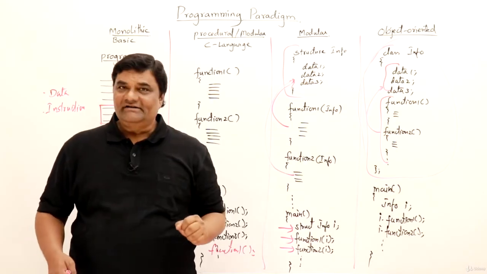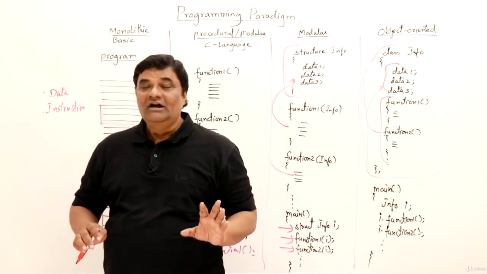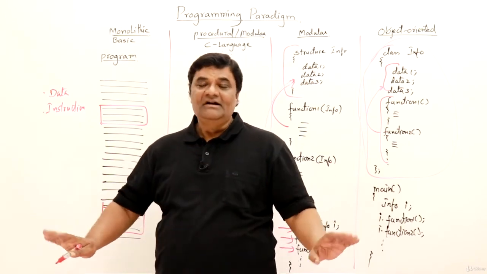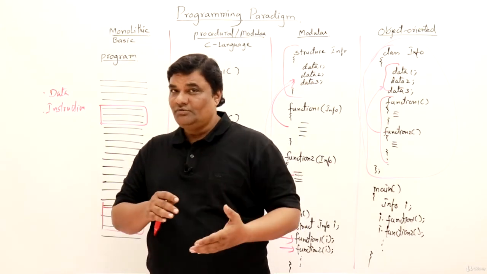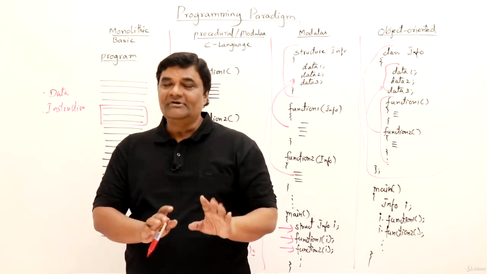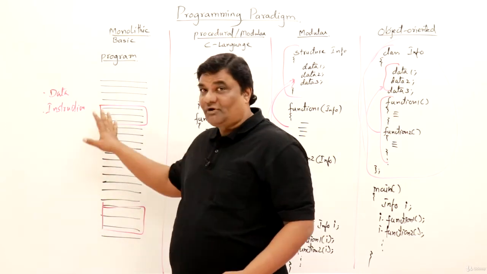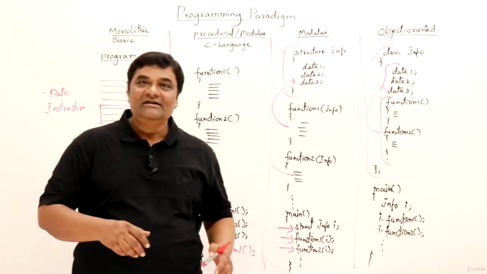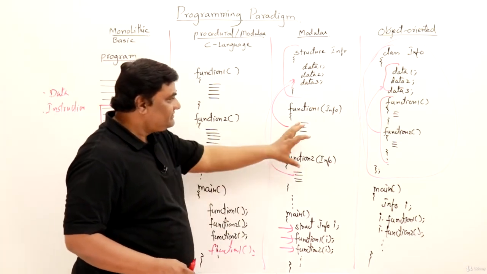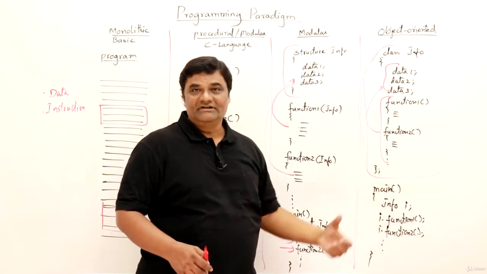Now one last point. What is the difference between these paradigms? If you observe, what we want to do remains the same. What the software should do remains the same. The logic remains the same. Only what is changing? The way you organize your program code is changing. Here everything was in the same place. This is divided into functions. This is divided into data structures and functions. This is in the form of classes.